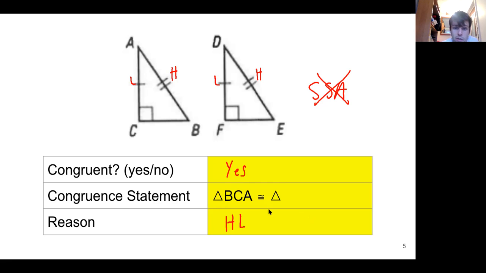Then we want to finish this triangle congruence. BCA would be EFD for our other naming. Remember, we have to name them in a corresponding order.